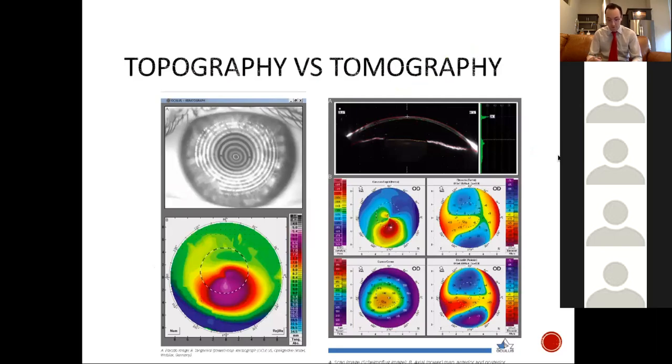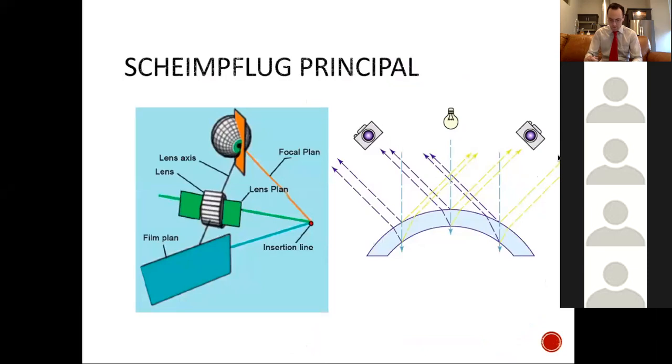And by doing so, we're able to obtain images of not only the anterior cornea and the posterior cornea, but also some pachymetry measurements, a power map, and certainly also this Scheimpflug image, okay? I also wanted to show you one of the principles that we utilize to obtain these tomography images, and this would be the Scheimpflug principle, okay?